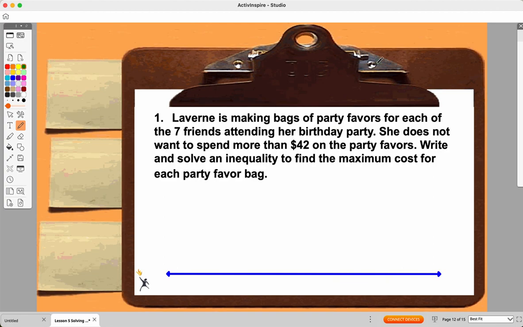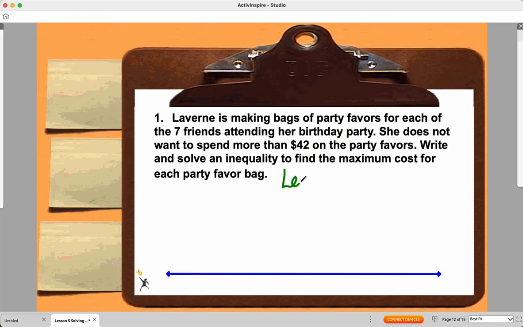So the first thing we have to do is go, okay, let's find our let statement. Let x equal, in this case, the cost. Or the max cost, we'll put max up here just so we have our next little piece. What are we doing? We know the max cost is $42. No more than that. Not more than that. So we know not more. Okay. We know that.